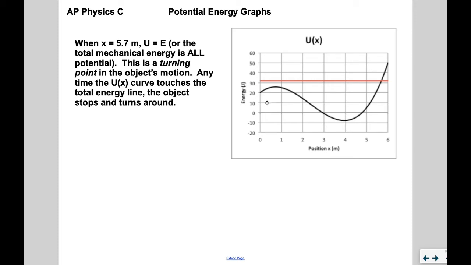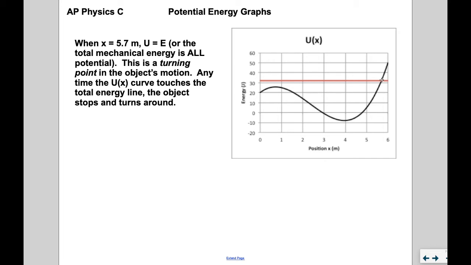So if we look at the graph a little more closely, at this location here, which happens to be 5.7 meters in this case, the U of x graph intersects the total energy. In other words, all of the total mechanical energy is potential energy. Obviously, if the total energy equals U plus K and U equals E, that means the kinetic energy is 0. So the object stops there.